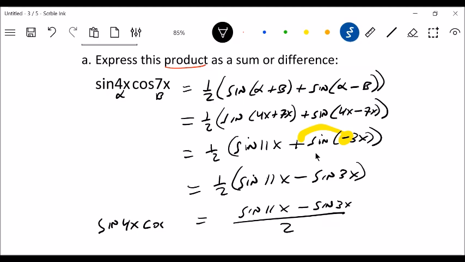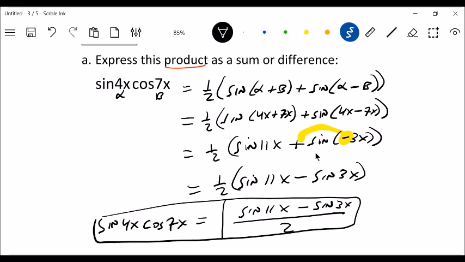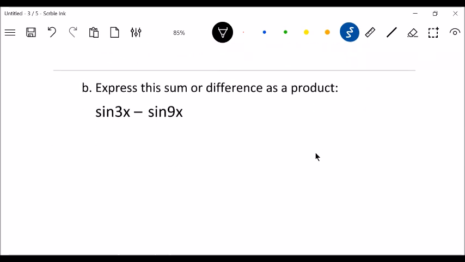Sine of 4x times the cosine of 7x. That is now a subtraction, or rather a difference, instead of a product. This would have also been acceptable with a half in front there. Okay. In fact, I'll put a box around that just to show that that would be acceptable. So that's a product being turned into a sum, or in this case, a difference. The next one is taking a sum, or a difference, it looks like, and making it a product.